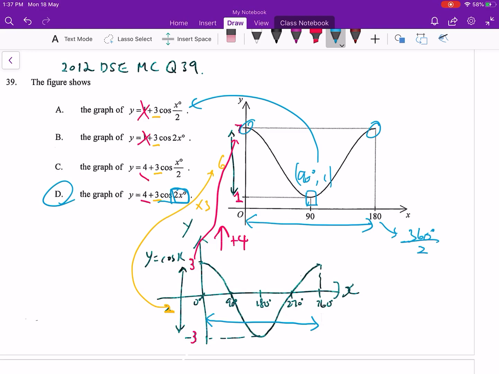So I would suggest that you at least know the basic idea, the basic graph of a sine, cosine, tangent function. I'll introduce the other types of function later on.